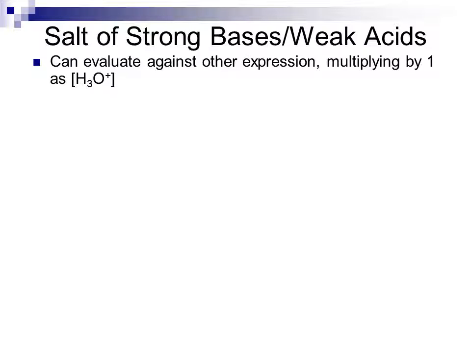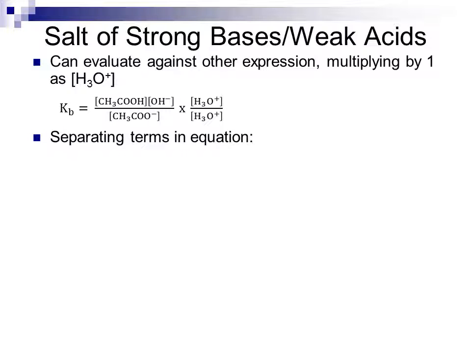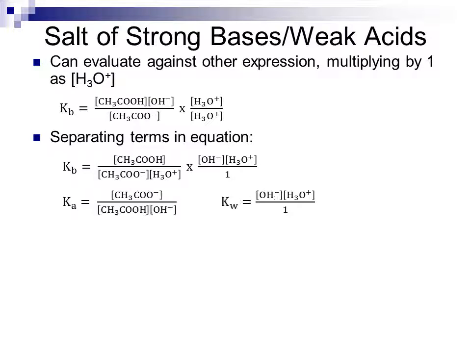I can evaluate this against other expressions by multiplying by 1 in the form of H3O plus over H3O plus. So if I take this Kb value and multiply it by H3O plus over H3O plus, I can separate this in terms in the equation. Separating out on the top the OH minus, and separating in the H3O plus so that H3O plus is no longer divided over itself, I get the acetic acid on top, the acetate on bottom, times the hydronium on bottom, all of that times hydroxide on top, times hydronium on top, all over 1.